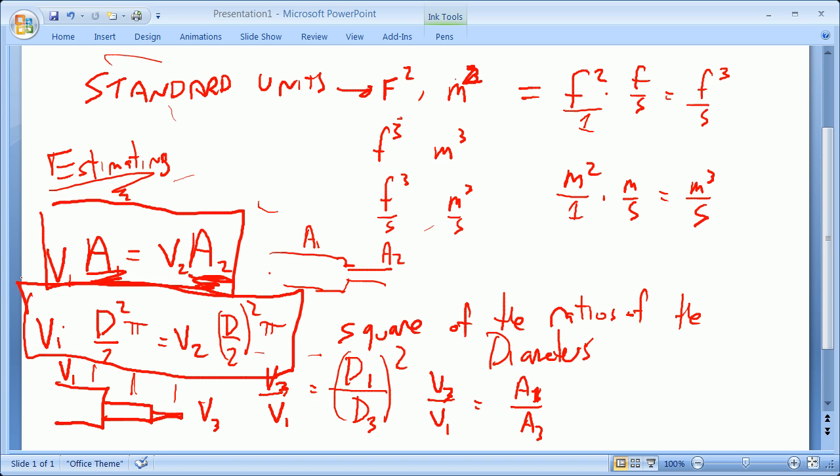Alright, so basic flow problems. Given Q and A, determine V. Given V and A, determine Q. And then also given a system, determine that. So that's one type of problem.